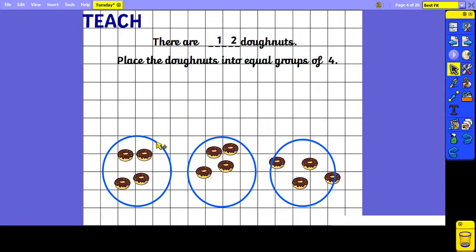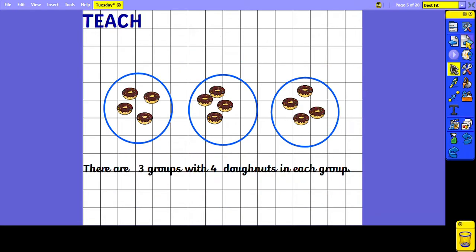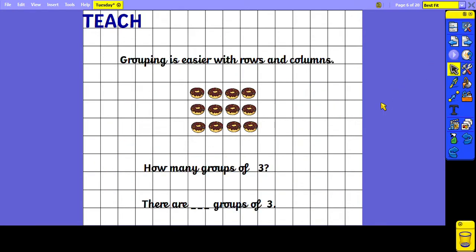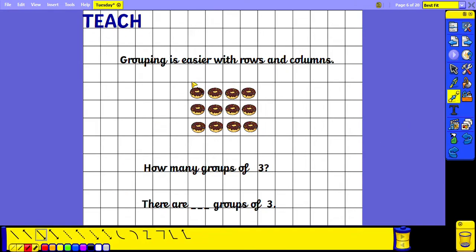So we've got 3 groups and each group contains 4 donuts. When we're doing grouping, it is easier to do it with rows and columns. Just thinking back to last week, we spoke about something called arrays, and that just means arranging objects into rows and columns.